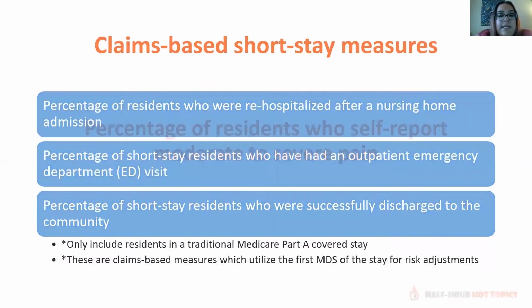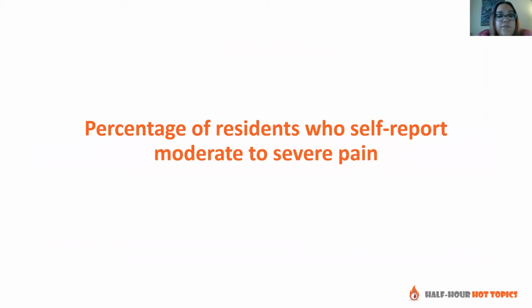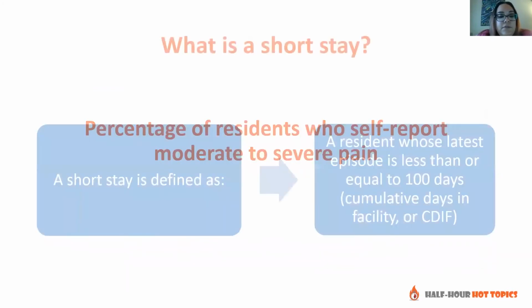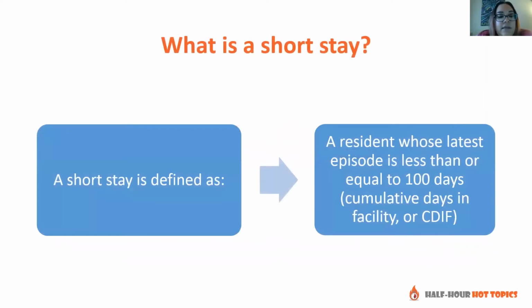So now let's dive into the actual quality measure, which is percentage of residents who self-report moderate to severe pain. So the first one we're going to look at is the short-stay measure. So what is a short-stay? It's defined as a resident whose latest episode is less than or equal to 100 days in cumulative days in the facility, or CDIF.